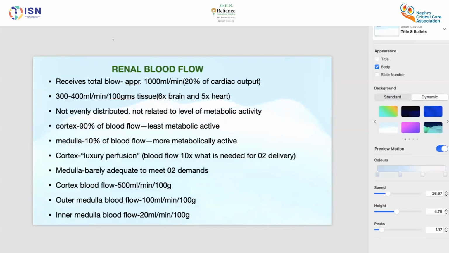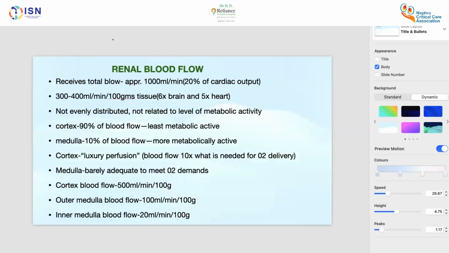This renal blood flow is not evenly distributed, and not related to the level of metabolic activity. The cortex receives almost 90% of the blood flow, though it is the least metabolically active, and the medulla receives only 10% of the blood flow, though it is more metabolically active. The cortex has this luxury perfusion.